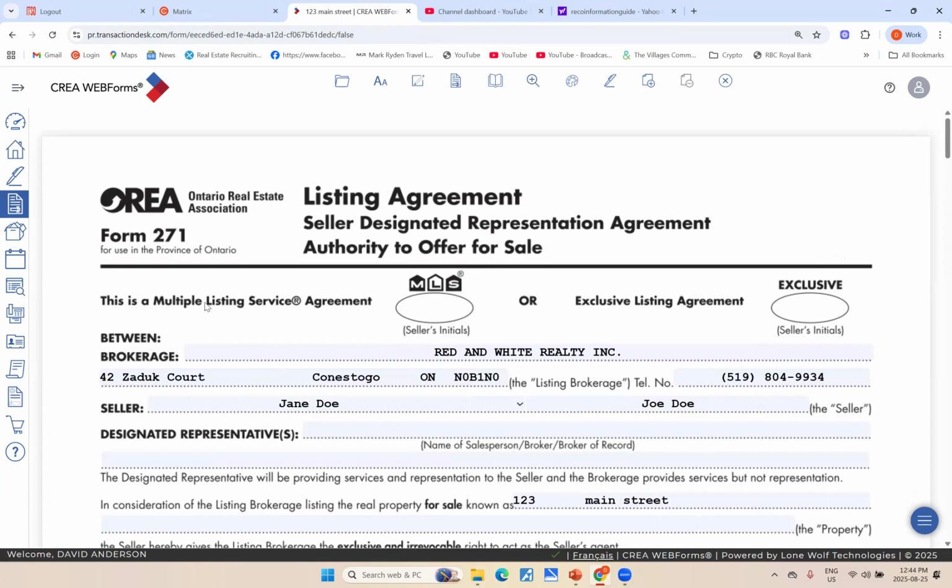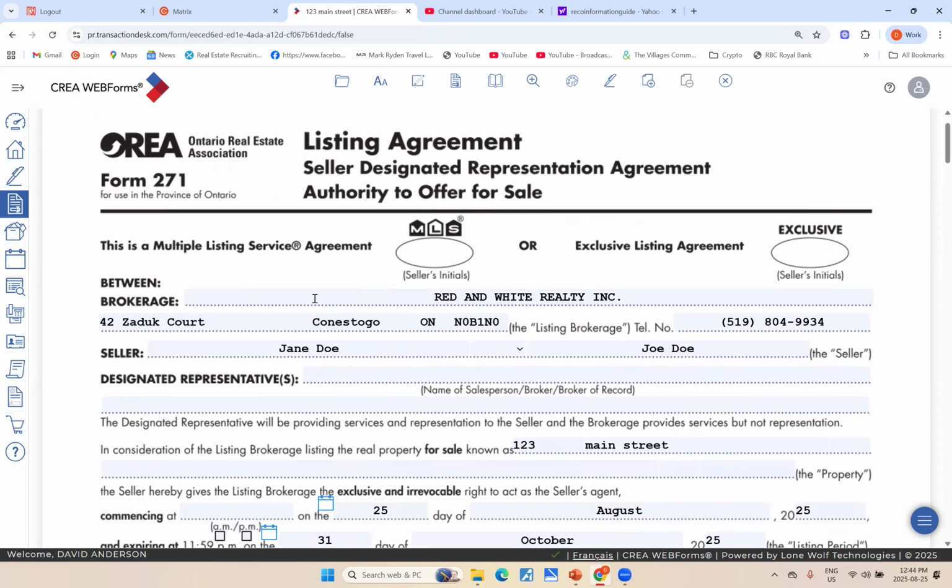First part, this is a multiple listing service agreement or an exclusive listing agreement. So depending on if you're going to do it exclusively or on MLS, you get your sellers to initial here in order to get them to agree whether it's going to be on MLS or not. Brokerage, Red and White Realty, our address, the phone number, seller's name, and seller's name.